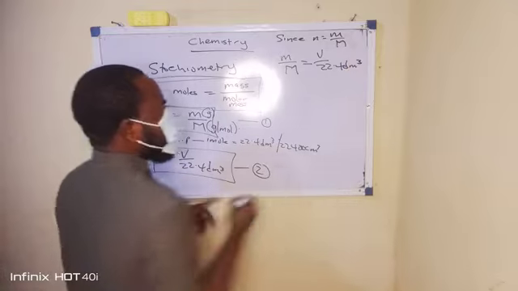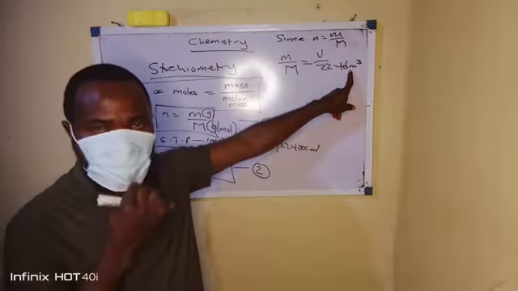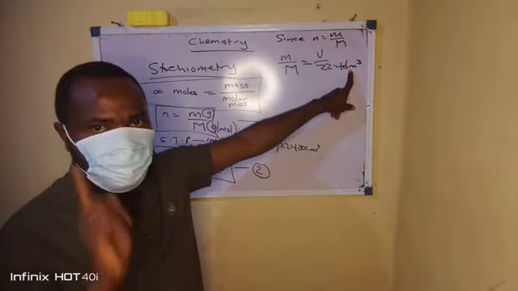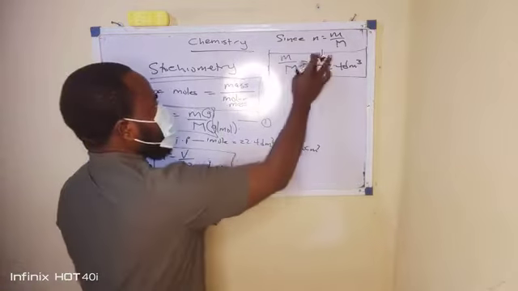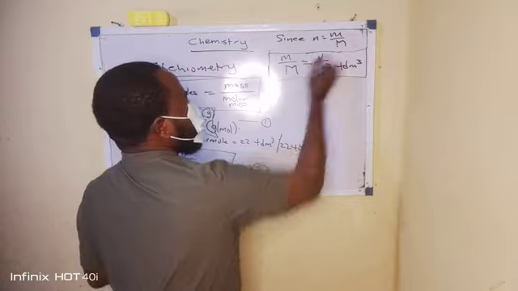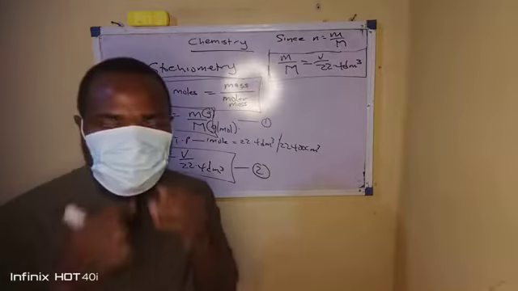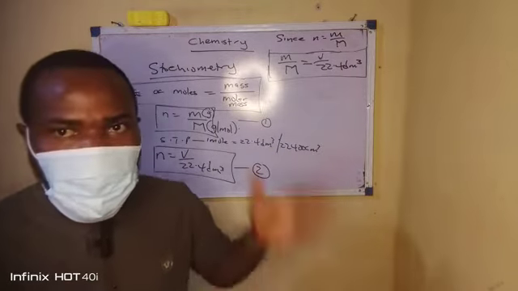Remember, I keep on emphasizing either I say dm cube or I say liters, because 1 dm cube is equal to what? 1 liter. Now, this formula is very important when you are going to solve questions on stoichiometry, because you have some questions that we'll be checking out as we go. I will proceed with this class.